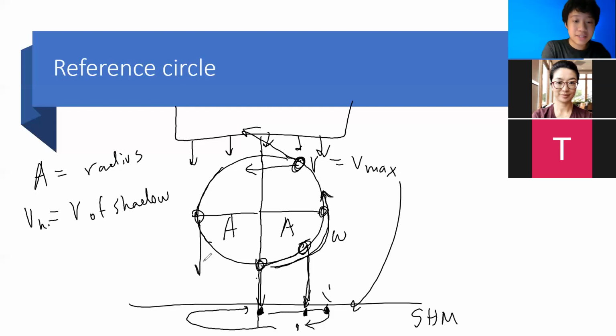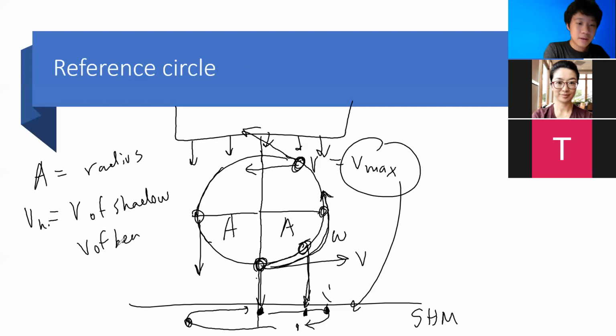Because here, the velocity of the bead is directed straight down, which means that there's no horizontal component, and that's why the shadow seems to stop right there. And then the maximum speed obtained is right here, because there, all the velocity is horizontal. And at that point, that's the equilibrium point, meaning that's where the maximum velocity is, and that velocity will equal V max. So V of bead is equal to V max of shadow. Okay?